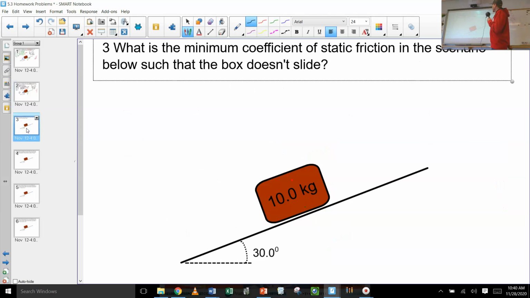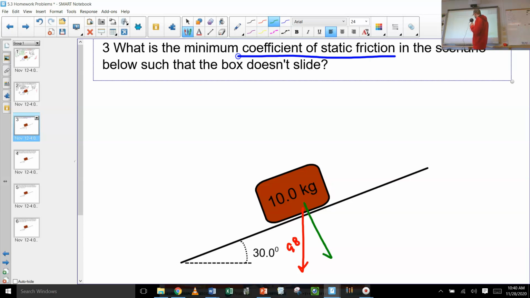Same box, same incline. What is the minimum coefficient of static friction? So again, I still have gravity going straight down at 98. When I break that into the force perpendicular, 84.9 and 49. My normal force is 84.9.